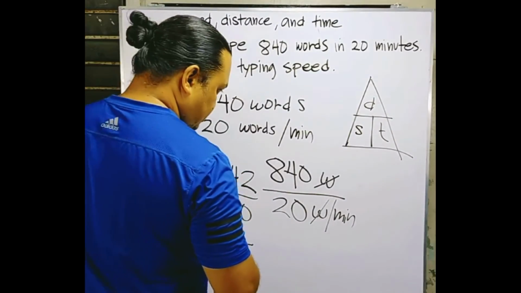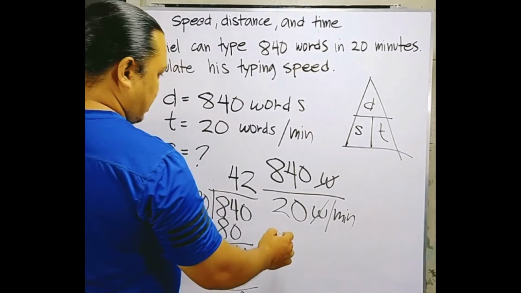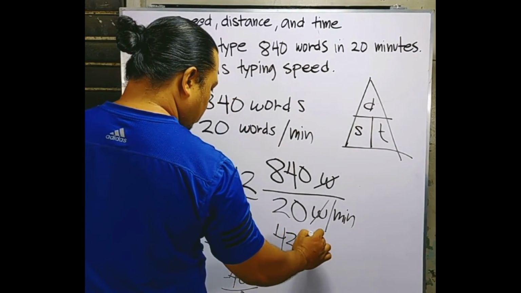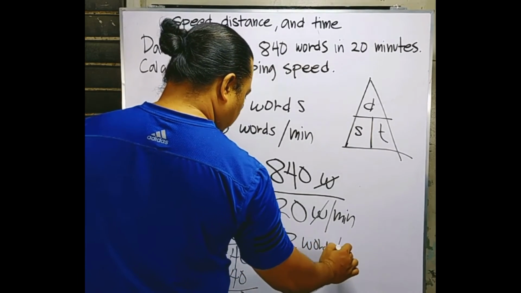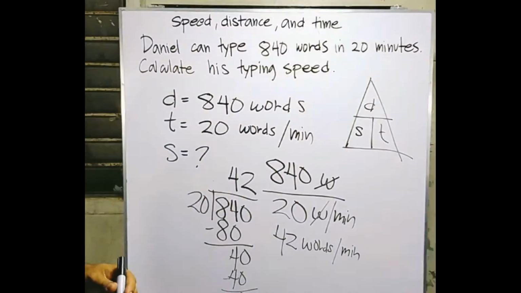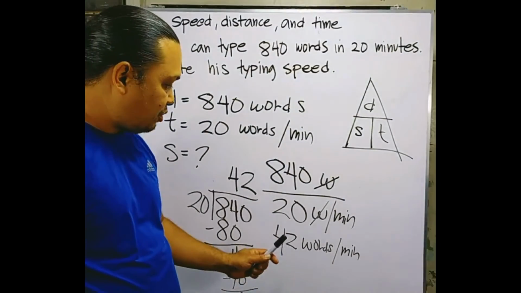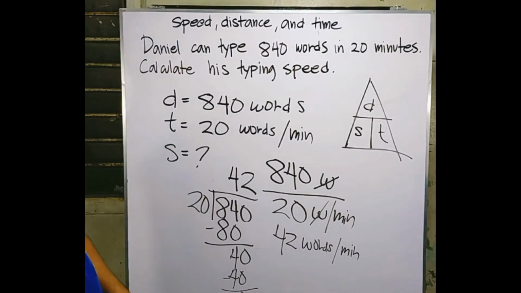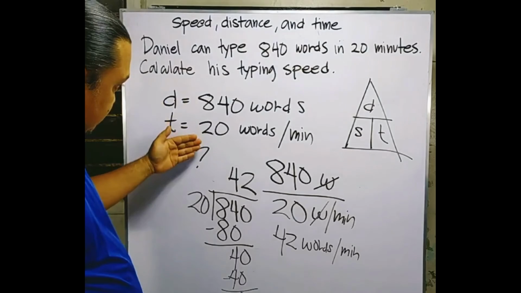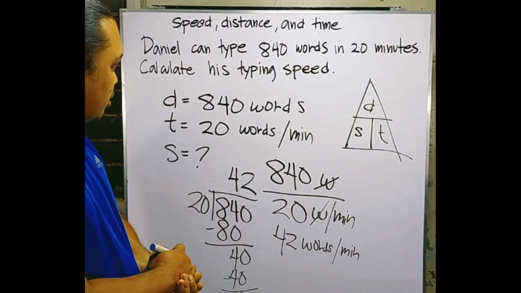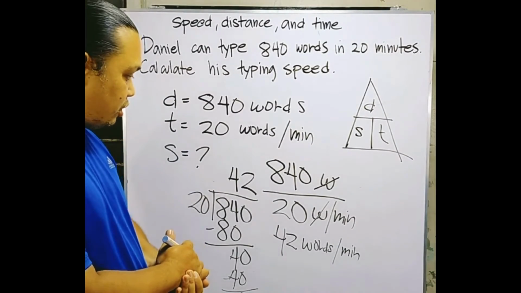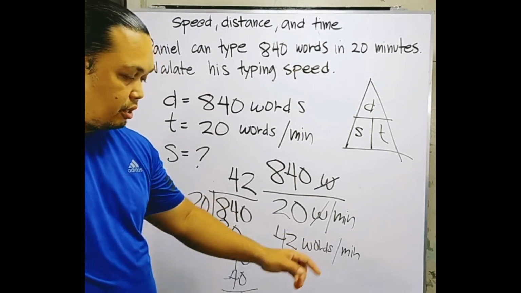So therefore, okay, Daniel can type 42 words per minute. That would be our answer. That's the speed. That's the typing speed of Daniel, okay, per minute. So based on the given facts, we found the typing speed of Daniel, which is 42 words per minute.